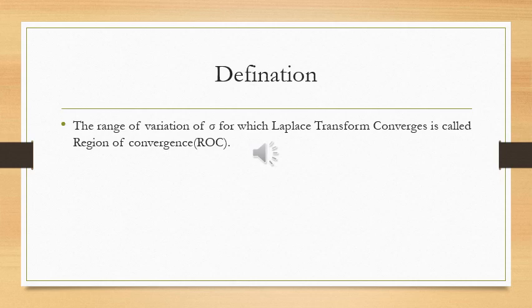For example, if you are having F of s, in that s you are having sigma values. You are varying the sigma values and you are checking convergence of the Laplace transform. Up to which this Laplace transform converges, that range can be considered as ROC.